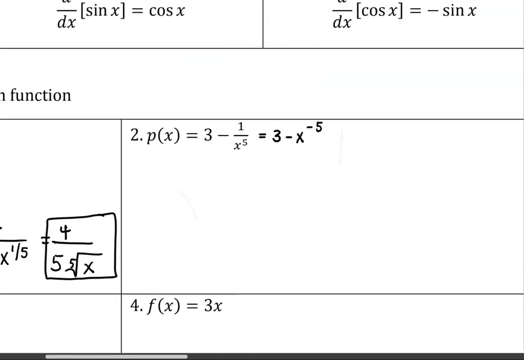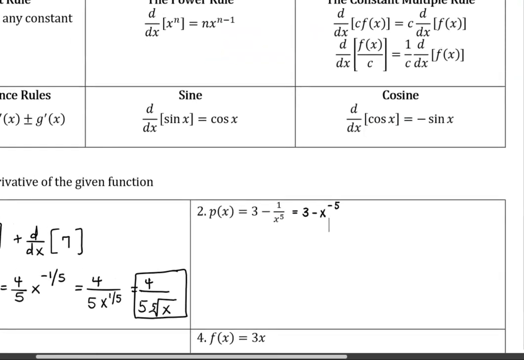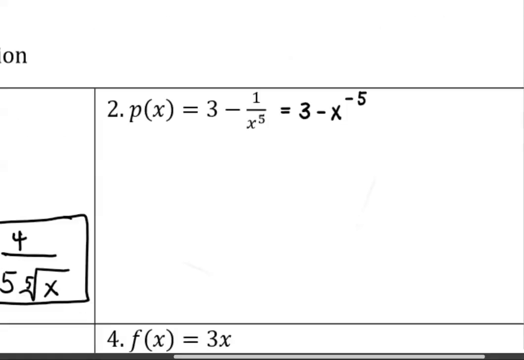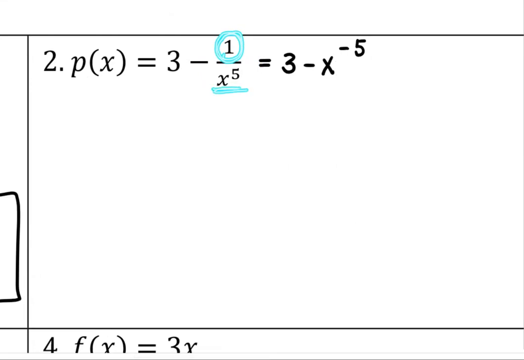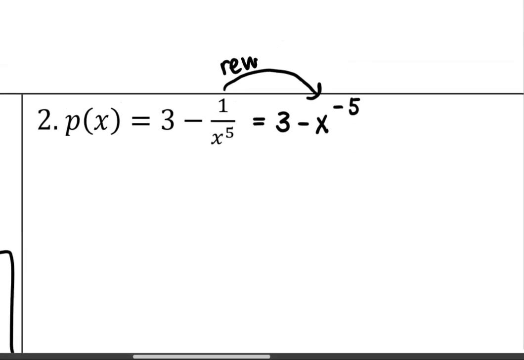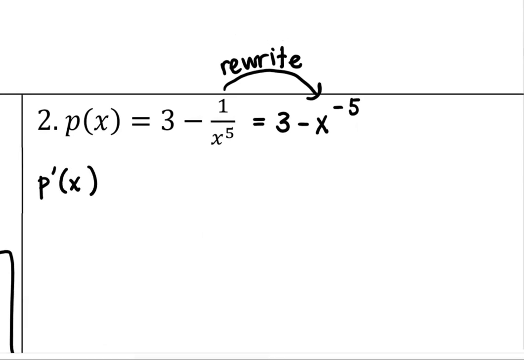No derivatives. And the reason that I did that is because now I can take the derivative of this x to the negative 5 using the power rule, because now it looks like x to the n. So when we have expressions that look like that, particularly with a constant over a variable to some power, the first thing we're going to do is rewrite it. Now that we have it rewritten, we can begin to take the derivative, p prime of x, by taking the derivative of each term and subtracting those derivatives.